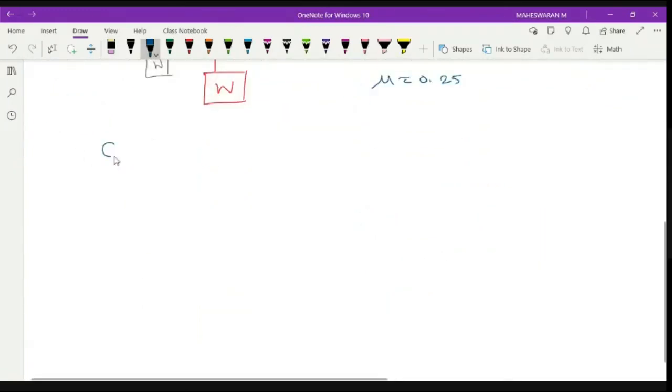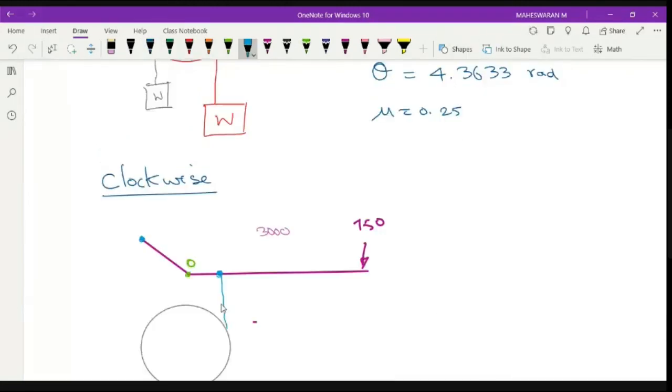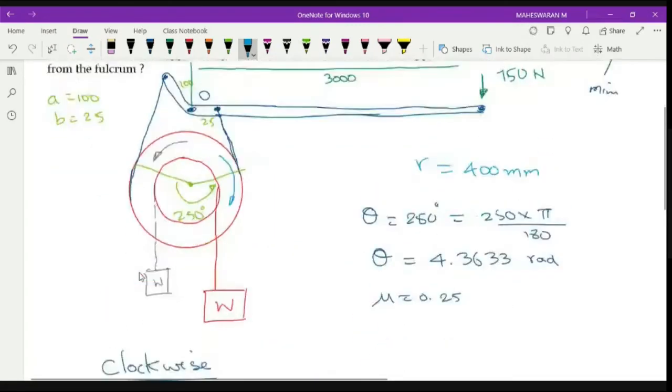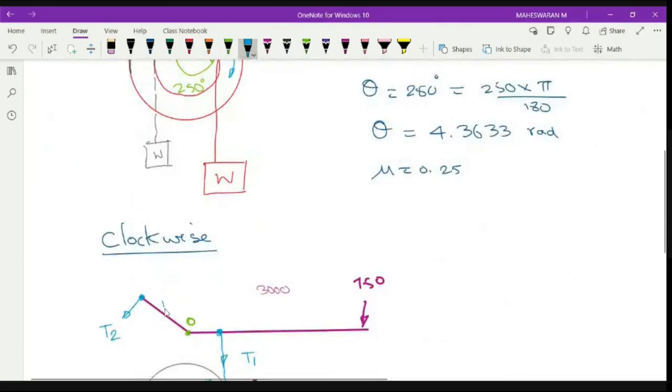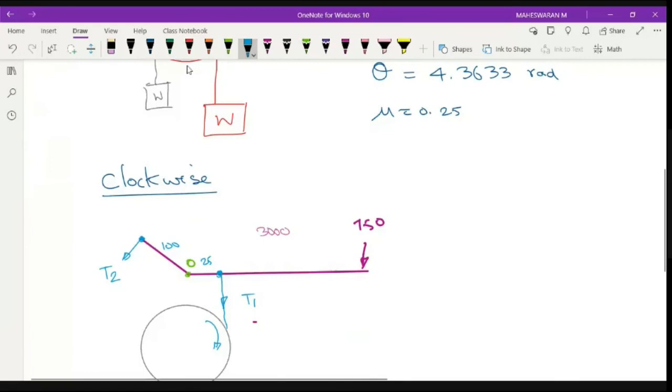So let me consider that your drum is rotating clockwise. I will draw a simple diagram, and this will be T1 if it is rotating clockwise, and this will be T2, which acts in the other direction. So slack side, this is 100, it's 25. Okay, so let me relate it.